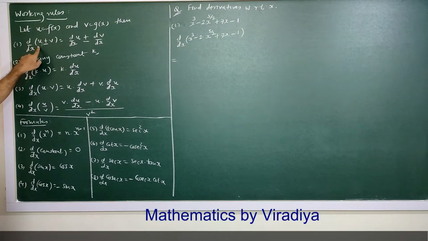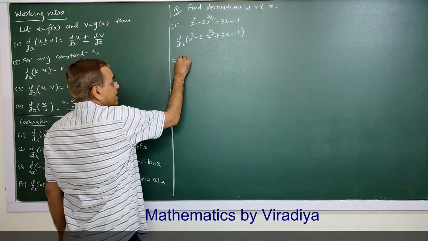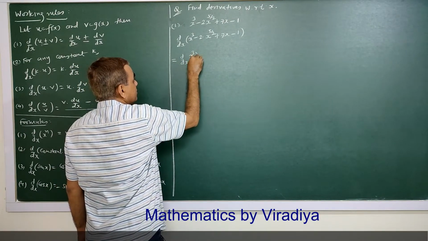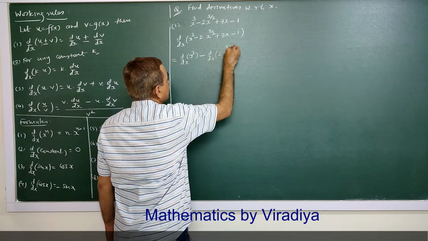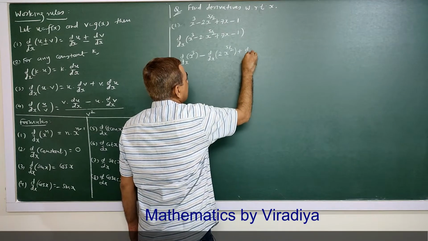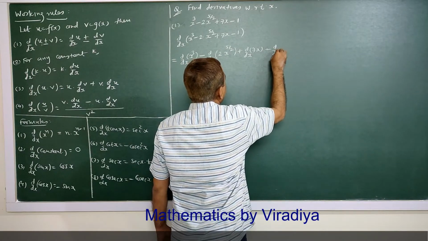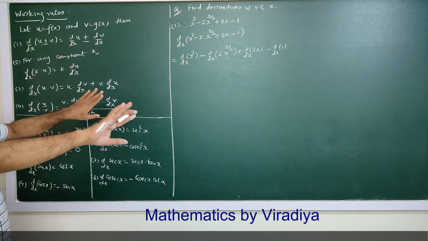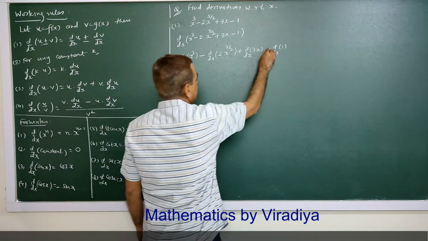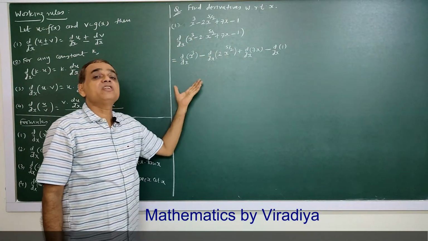So first of all, I apply this rule. The derivative of a sum or difference is the sum or difference of individual derivatives. So the derivative of x cube minus the derivative of 2 into x raised to 5 by 2 plus the derivative of 7x minus the derivative of 1. So separate them by plus or minus.